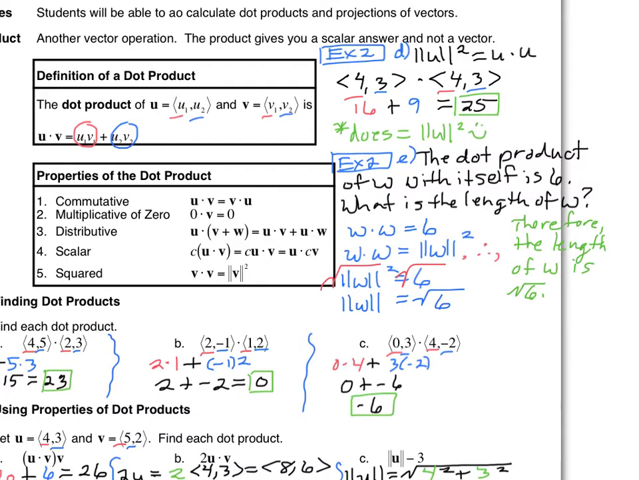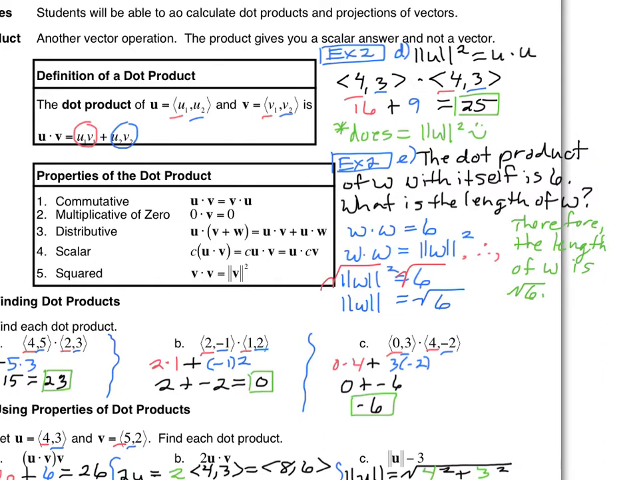Is it just square root of 6 or is it like positive and negative square root? That's a good question. So he wants to know, shouldn't it be positive or negative square root of 6? Because generally when we take the square root of both sides, we have to do plus or minus. But length is distance, and distance cannot be negative. So that's why we're ignoring that negative. But it's a good thing to be thinking about.